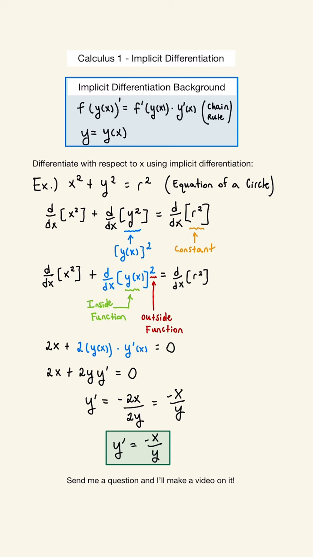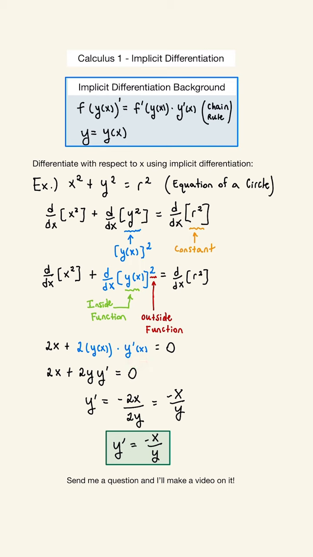So let's evaluate this middle term here. We have the derivative of a function raised to a power, and so we can see that this is really just the chain rule. We can go ahead and take the derivative of the outside function, so this 2 will come out in front. We'll leave this inside function alone, so we have y of x. And then we're going to multiply it by the derivative of this inside function, which is going to be represented as y prime of x.